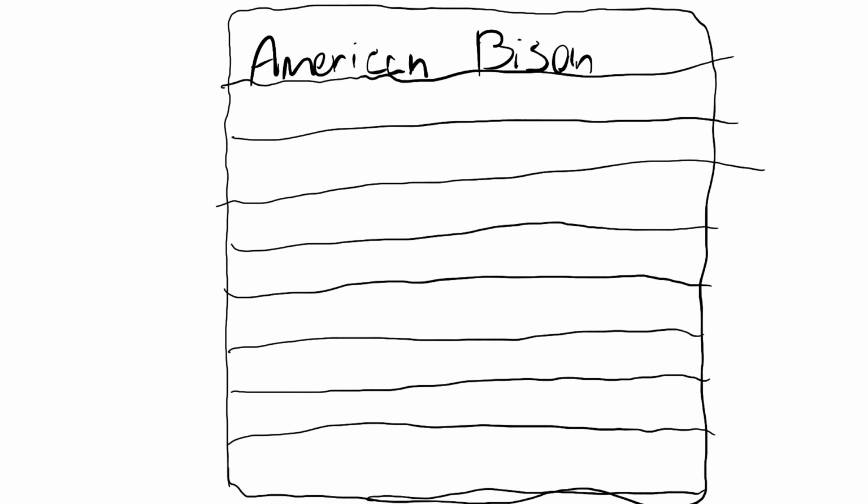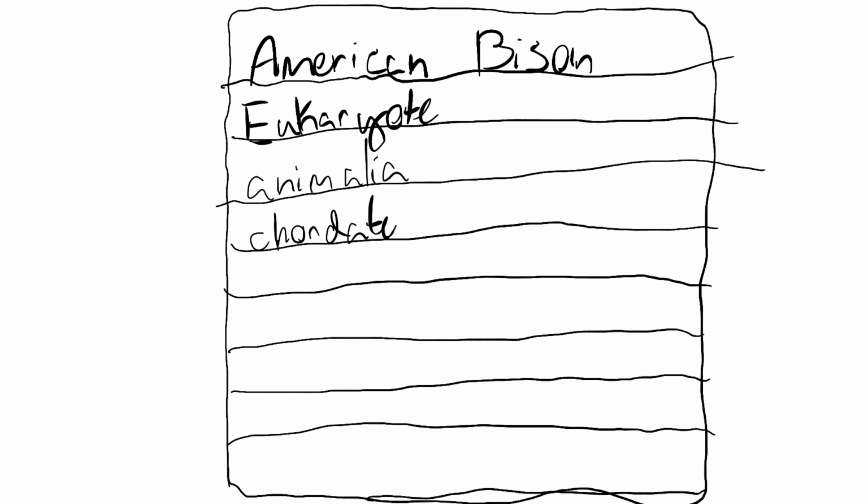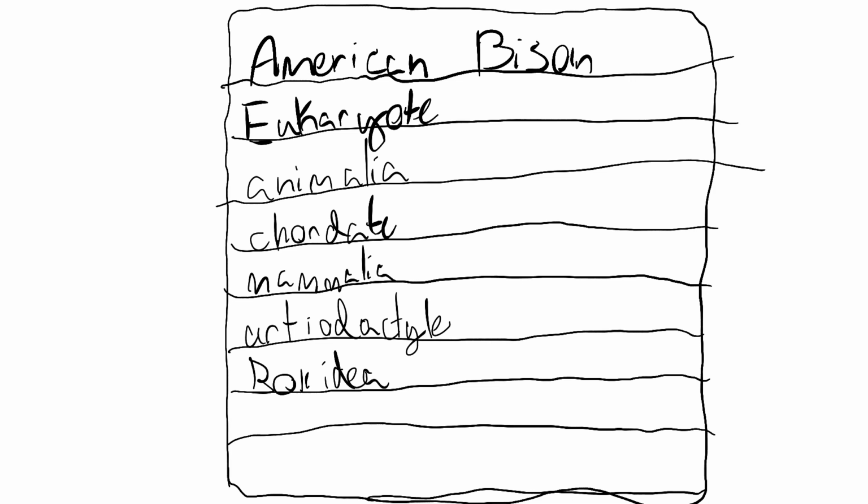The second animal I would like to tell you about is the American bison, otherwise known as my favorite, the bison. The American bison, like all animals, is eukaryote. The American bison is in the kingdom Animalia, the phylum Chordata, and the class Mammalia, the order Artiodactyla, the family Bovidae, the genus Bison, and the species bison.